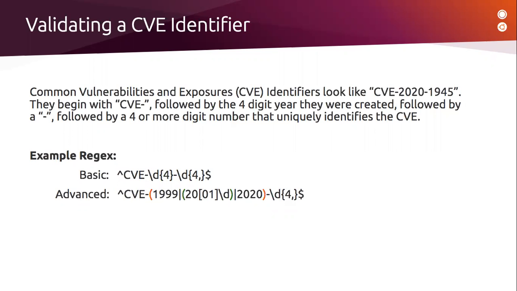So I can have 2000, 0 through 9, so 2000 through 2009, or 2001, 0 through 9, 2010 through 2019. And finally, I can have a year 2020. Then it ends with the same as the above regular expression, right? 4 or more digits.